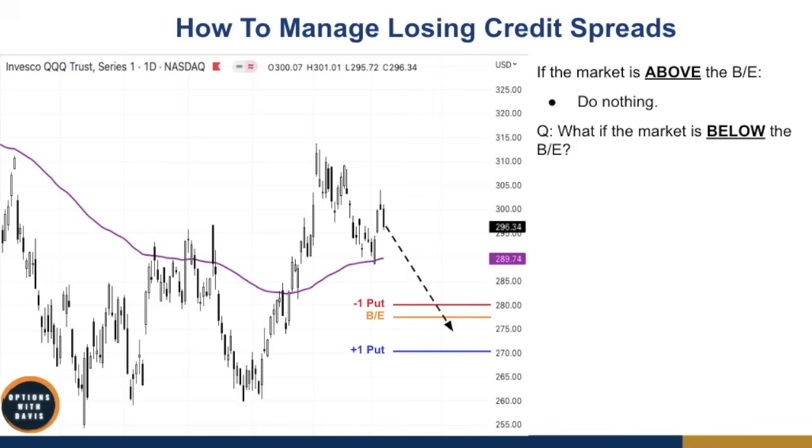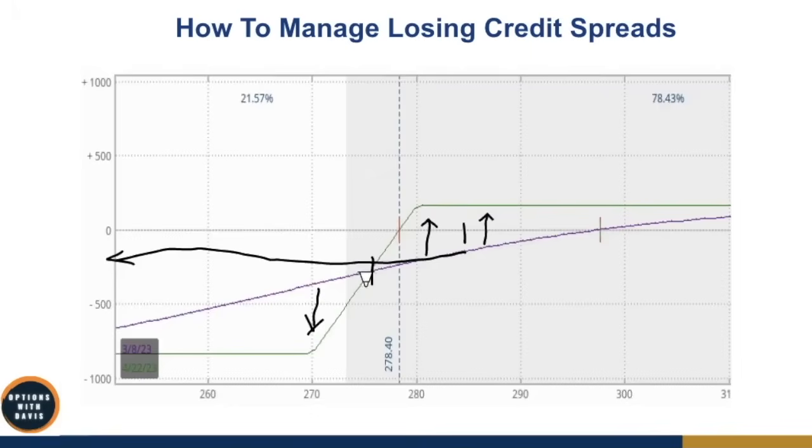Now, what if the market starts to go below the break-even point? So this is where you might need to do something, right? Because past the break-even point, we know that this is where we will start to lose money if it stays there at expiration, especially if it goes past this point down here.